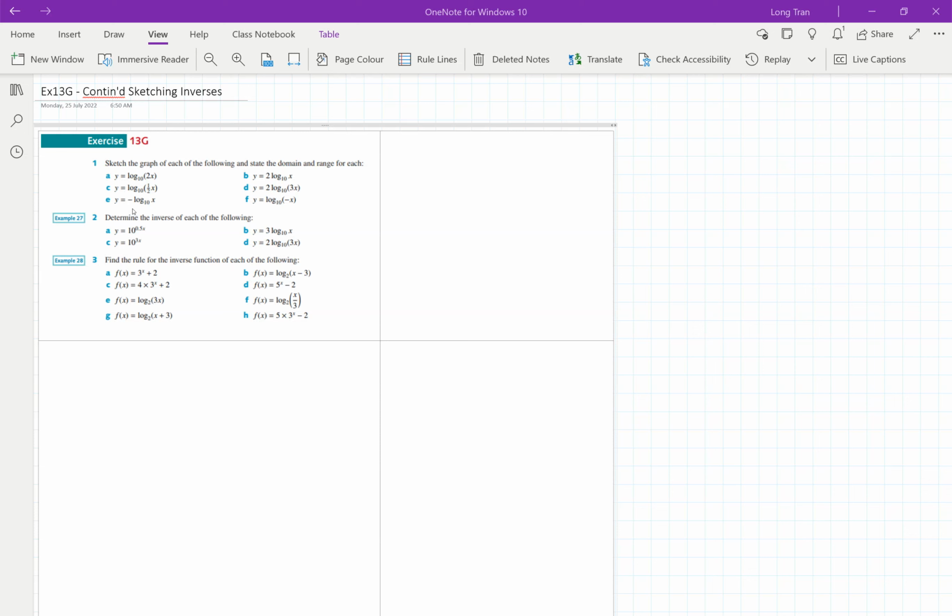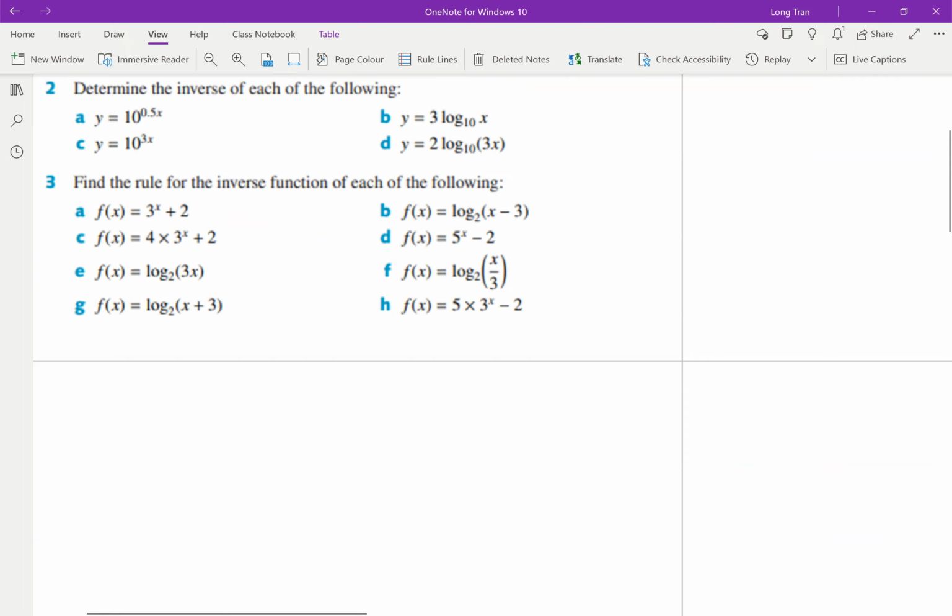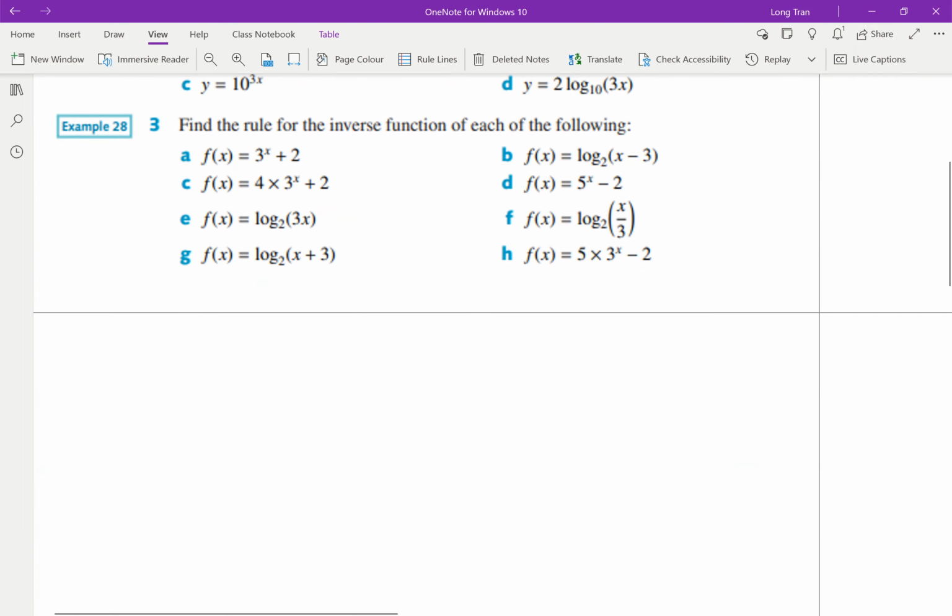Hey there, Year 11s. In this video, I want to go through how to sketch inverse functions. Now, there are two ways to do this. Let's have a look at question 3 of exercise 13G. They ask you to find the inverse function of each of the following, right?